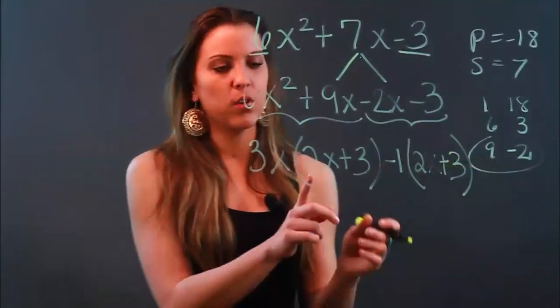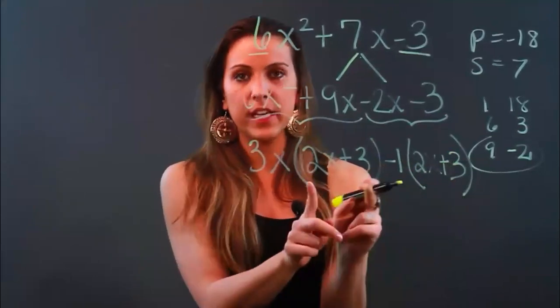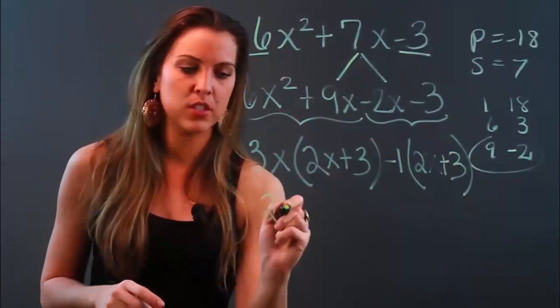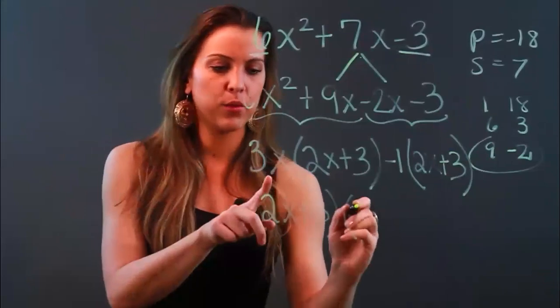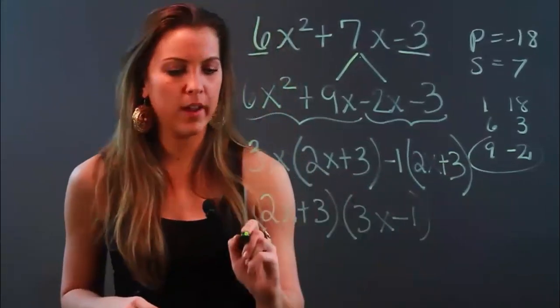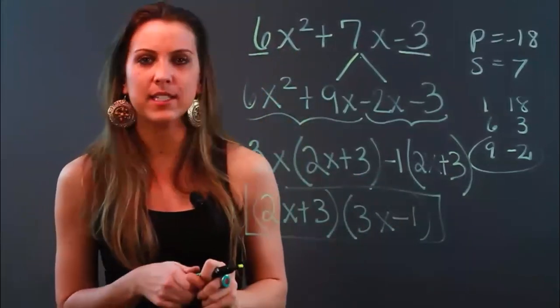Now, we've achieved our goal of getting the same factor in two parentheses. And the reason we needed that is because now we're going to factor out a 2x plus 3. And when we factor out 2x plus 3, we're left with 3x minus 1. And so I have the factored version of 6x squared plus 7x minus 3.